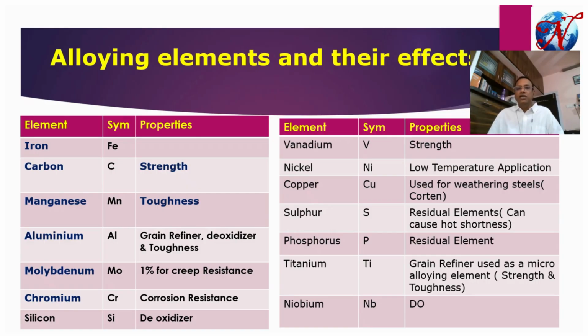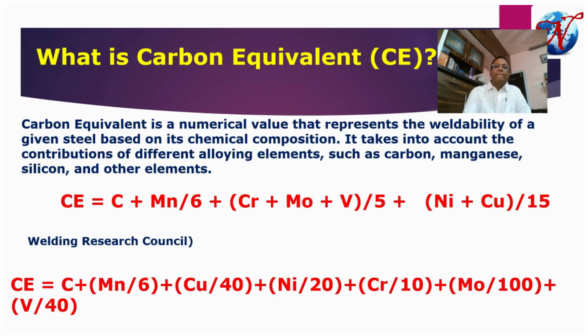Vanadium is normally used for the strengthening of the material. Nickel is for low temperature applications. Copper is used for weathering steel, which is basically known as Corten steel. Sulfur is a residual element which can cause hot shortness. Phosphorus is a residual element. And titanium is a refinement element for the alloying system.